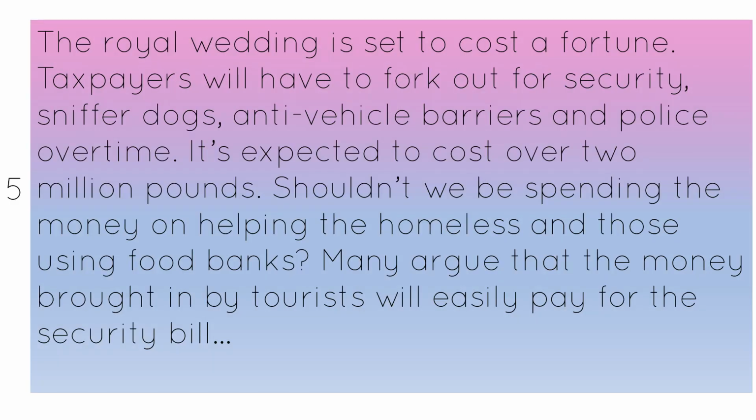So there's our passage again. We're looking at the first 7 lines. We're ignoring the last sentence because the tone switches in that sentence. My first one here is fortune. The royal wedding is set to cost a fortune. Ask yourself, what technique is that? It's word choice, isn't it? They could have just said to cost a lot, or they could have put a price on it, but in this case they've said a fortune.